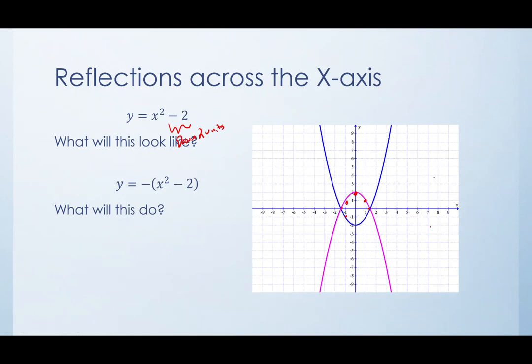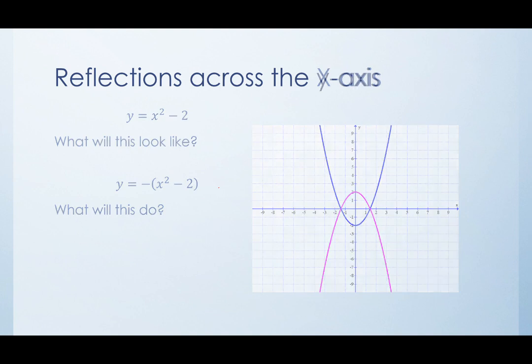So this is just causing a reflection because we have this negative outside of the function, reflecting over the x-axis. So this is another outside change. It's changing your y value from positive to negative in this case. That's all we're doing, reflecting over the x-axis.